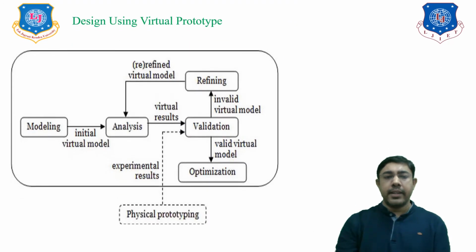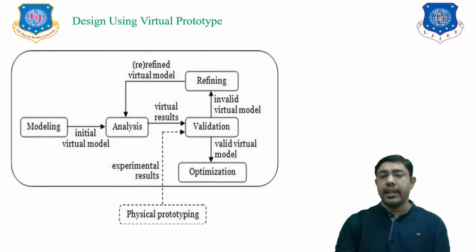To understand better the design using virtual prototypes, consider this brief, or you can say detailed, diagram. Here the model is created in 3D software. It is nothing but the initial virtual model, and after creation of the initial virtual model, the analysis of this virtual model is done in the CAE software. So we get the virtual result in CAE software. After that, we have to validate the virtual result and check whether this result is invalid or valid.